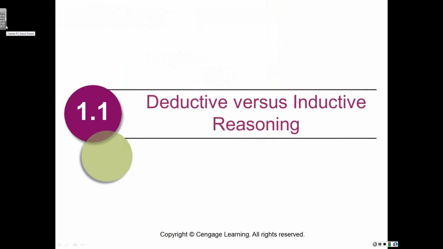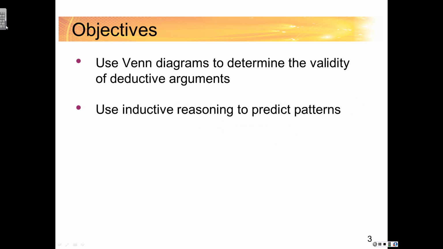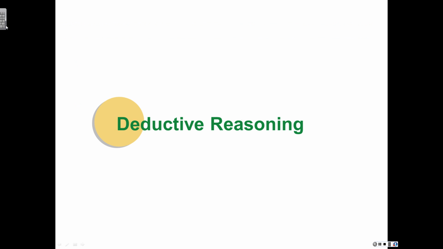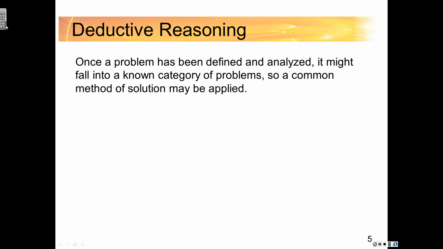Chapter 1 is logic, and in 1.1 we're going to focus on deductive versus inductive reasoning. We're going to use Venn diagrams to determine the validity of deductive arguments, and we're going to introduce inductive reasoning to predict patterns. The first thing we're going to talk about is deductive reasoning.